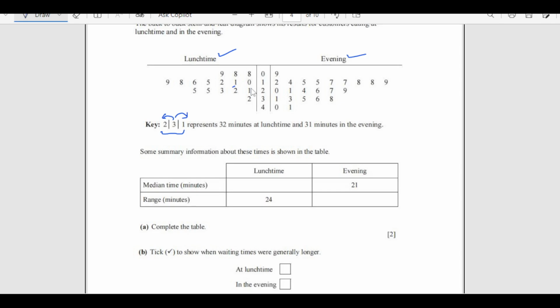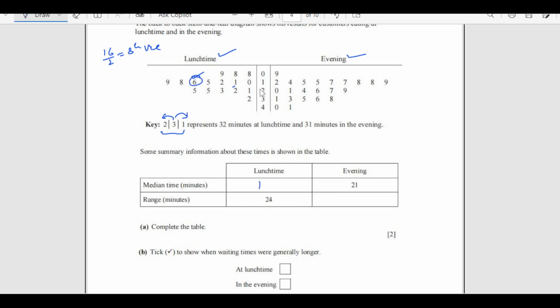So we have here 1 2 3 4 5 6 7 8 9 10 11 12 13 14 15 16. So 16 divided by 2, that is the 8th value is going to be the median. So the 8th value is 1 2 3 4 5 6 7 and 8. So this is the value. So it is 16.